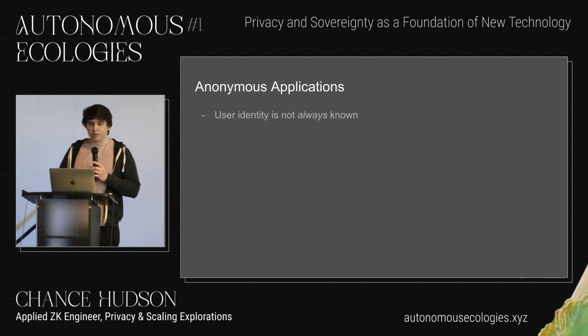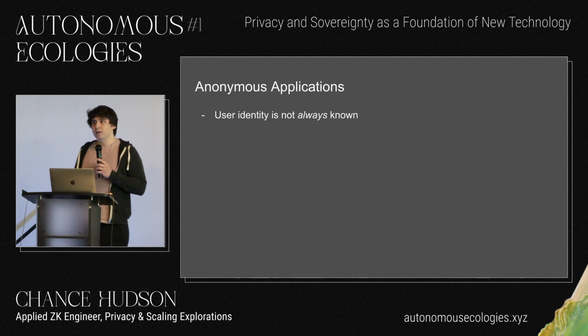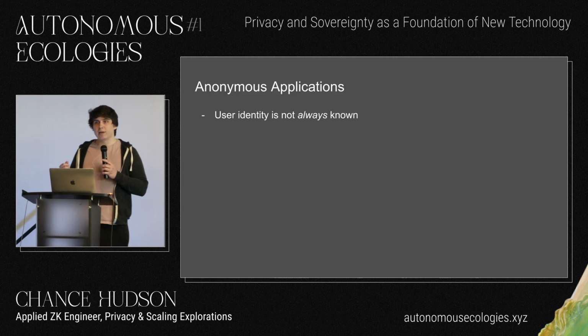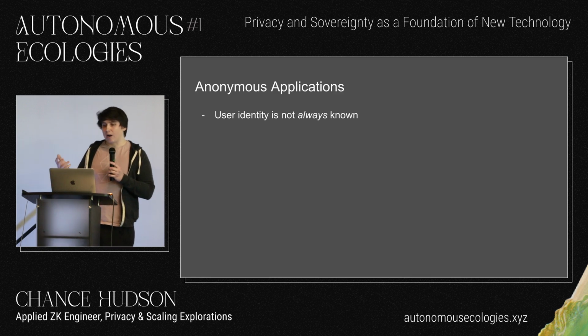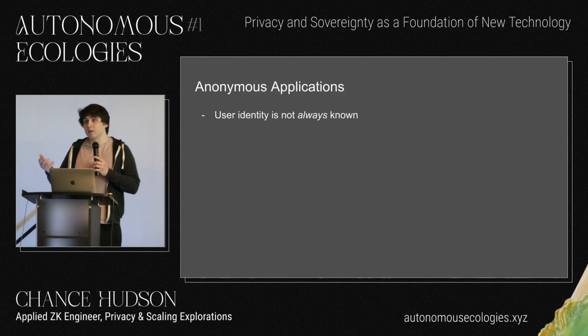And so we want anonymous applications to be applications where user identity is not always known. So critically, the user should be able to reveal their identity in some cases and continue to use the application anonymously afterward, as well as not reveal their actions in the past. So for example, they might want to reveal their identity to do identity verification or to reveal a pseudonym associated with a single post. They should be able to do that without revealing their identity in the past and in the future.